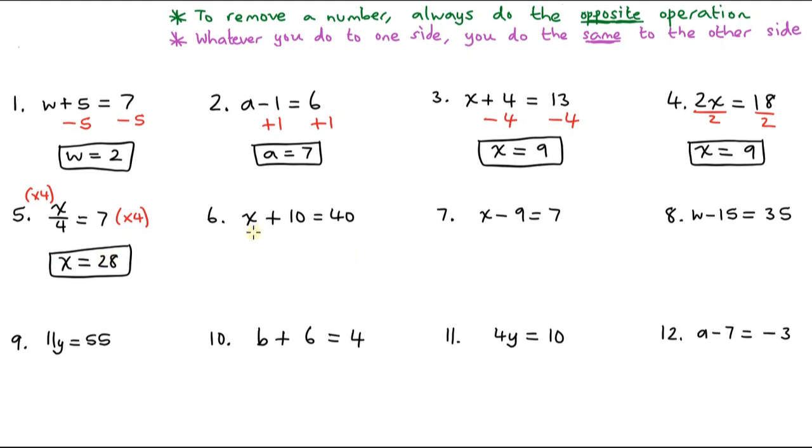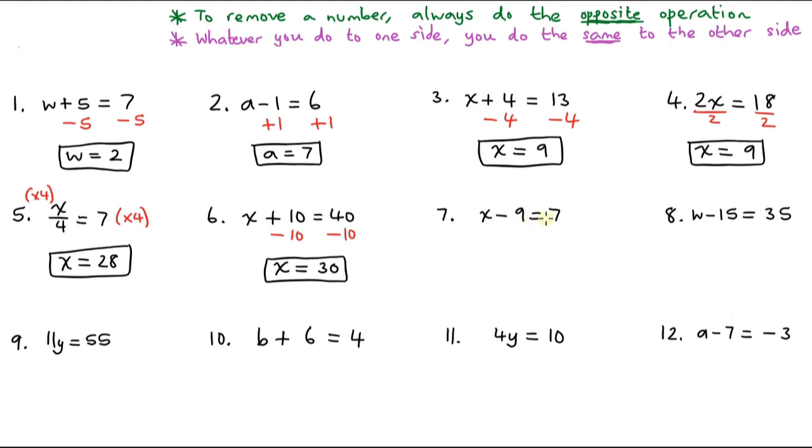Question 6. x plus 10 is equal to 40. So to get x on its own, we need to subtract 10 from both sides. So we're left with x on the left, and on the right, 40 minus 10 is equal to 30. So x equals 30. Question number 7.